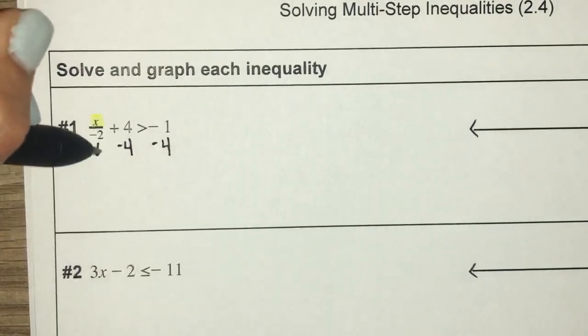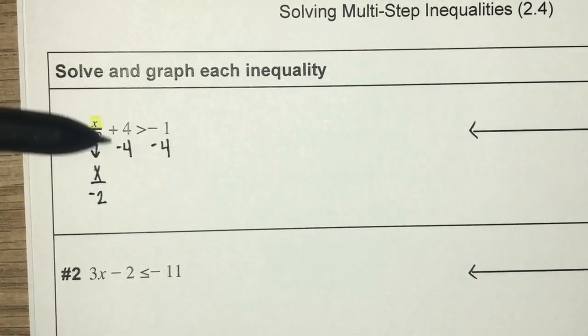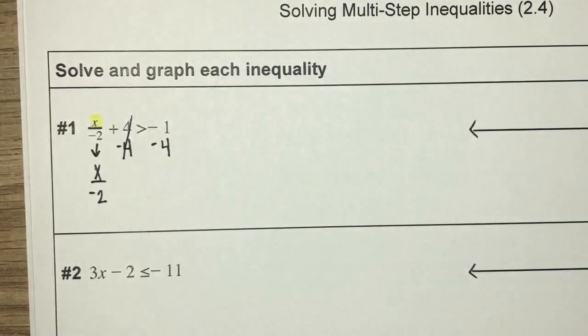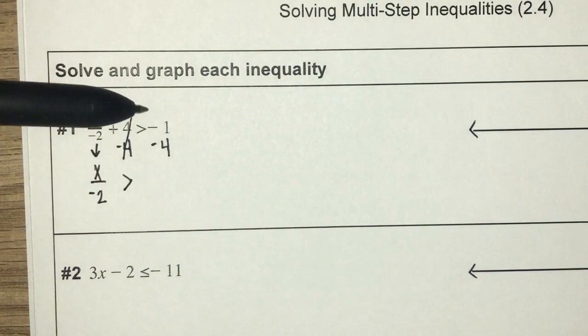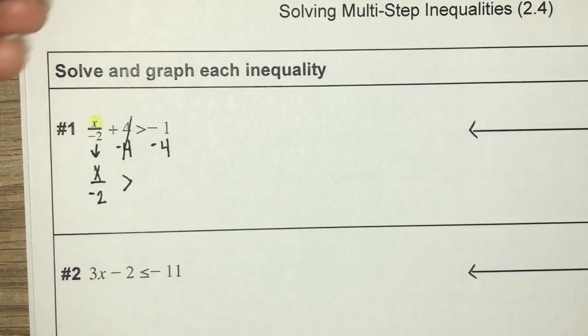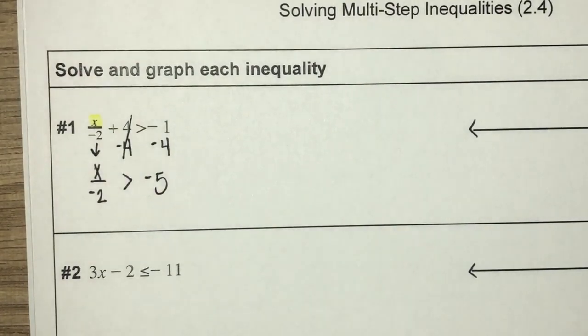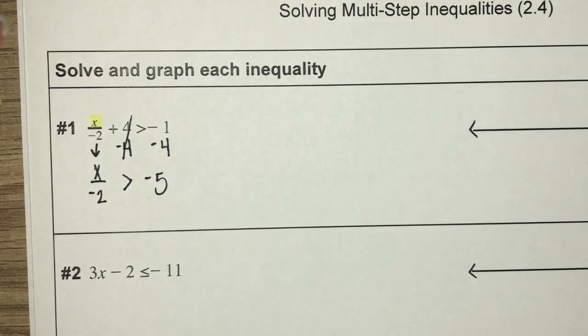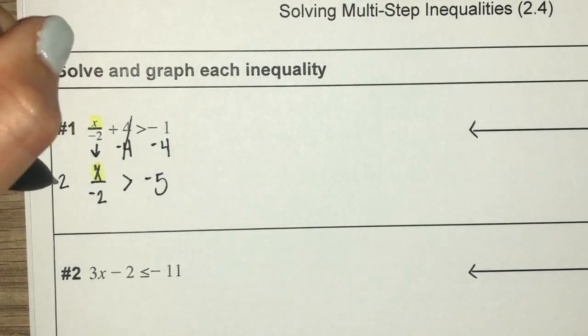So I'm going to bring down the x over -2. And then 4 minus 4, those cancel out. I didn't multiply or divide by a negative yet. I just subtracted a number, so I don't need to flip the inequality symbol. And then -1 minus 4 is -5. And then now I have x divided by -2 is greater than -5, so to undo dividing by -2, I need to multiply both sides by -2.